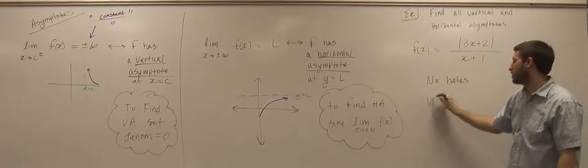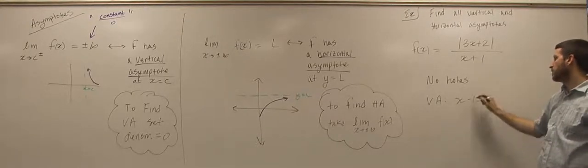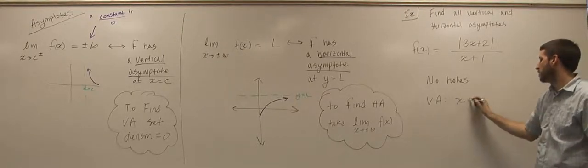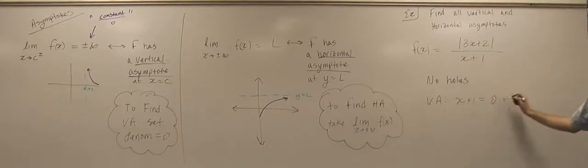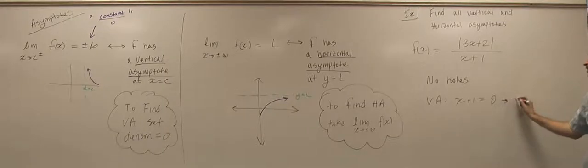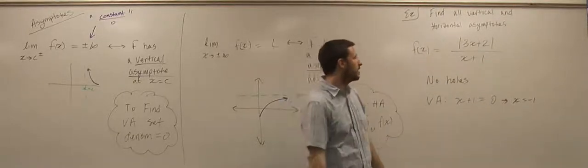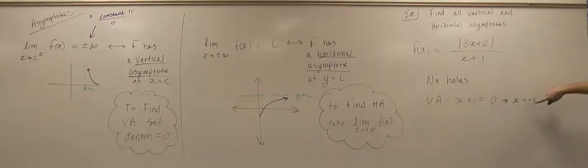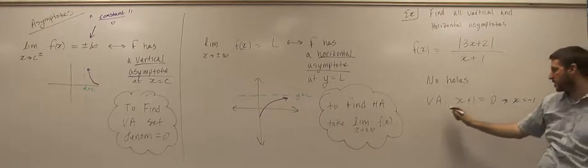So then we move on to vertical asymptotes, which we get by setting the denominator equal to 0. If you set x plus 1 equal to 0, you get x equals negative 1. And if you check, if you were doing the limit as x goes to negative 1, you would get an infinity, right? You would get a different infinity on each side.